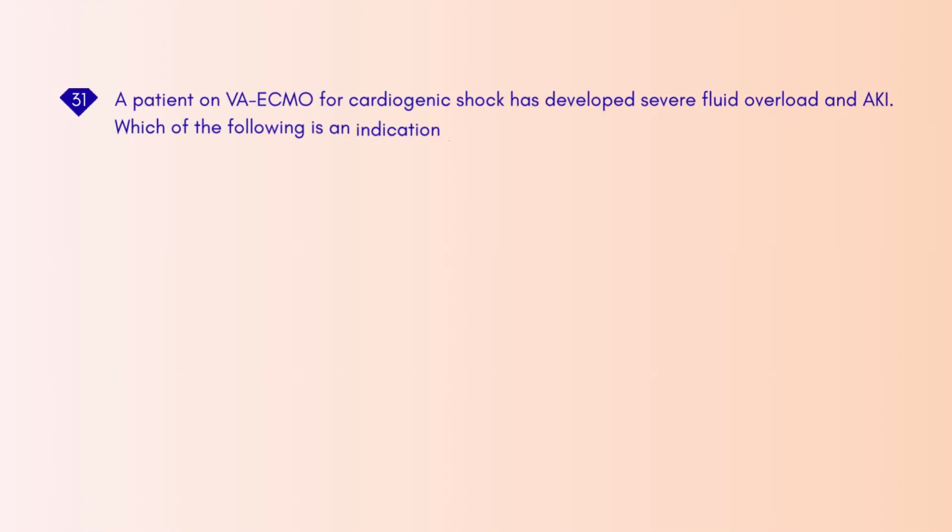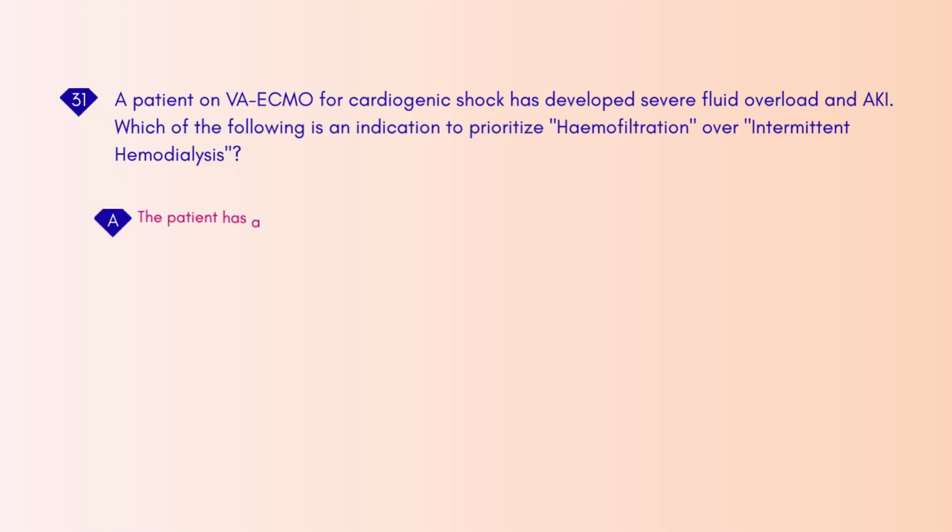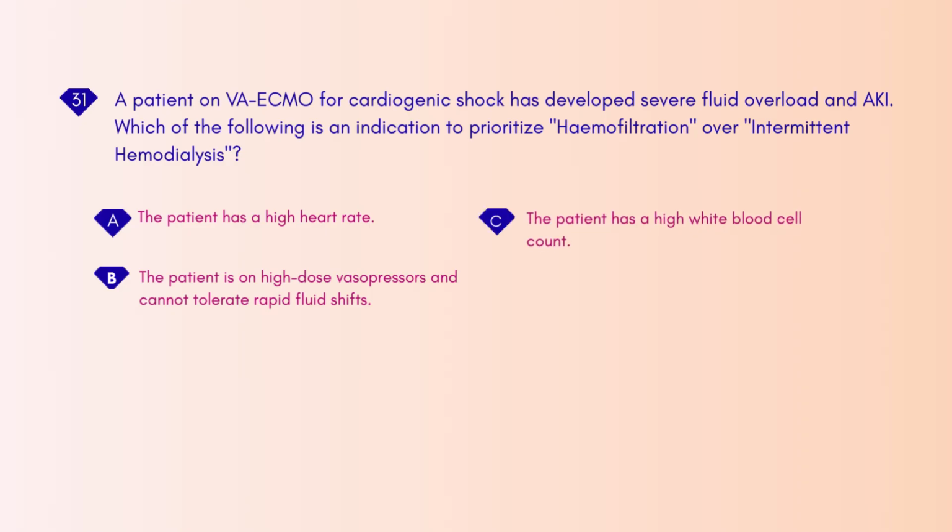A patient on VA ECMO for cardiogenic shock has developed severe fluid overload and AKI. Which of the following is an indication to prioritize hemofiltration over intermittent hemodialysis? A. The patient has a high heart rate. B. The patient is on high-dose vasopressors and cannot tolerate rapid fluid shifts. C. The patient has a high white blood cell count. D. The patient is awake and talking.